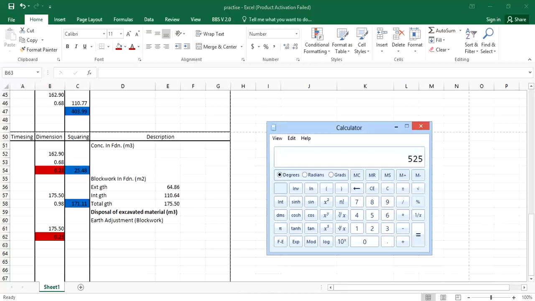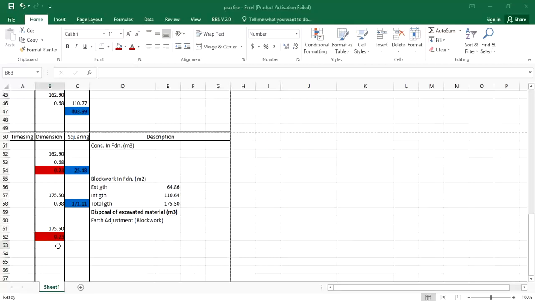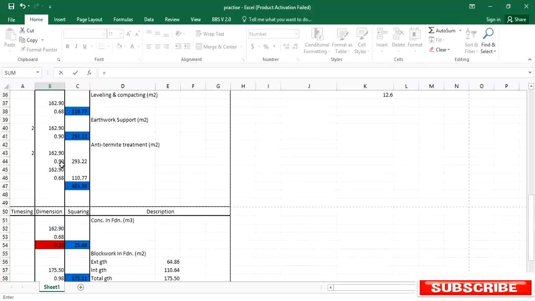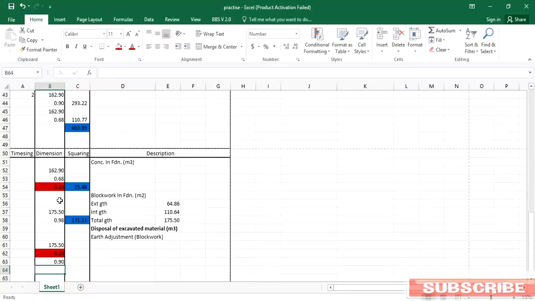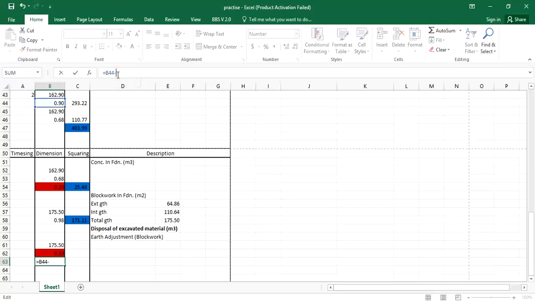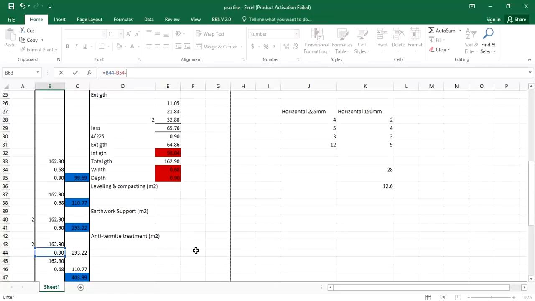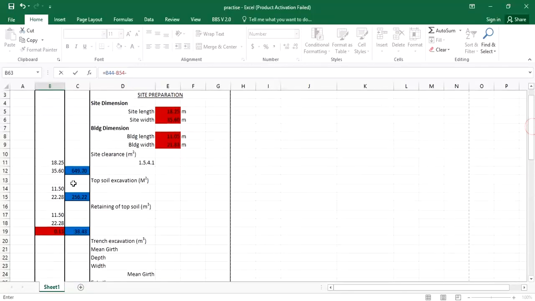According to calculation, let's input it here, equal to height of trench minus thickness of footing, our thickness of concrete in foundation, then minus our topsoil. I'm doing this in case you want to use this work for our template. So let's go to our topsoil excavation.